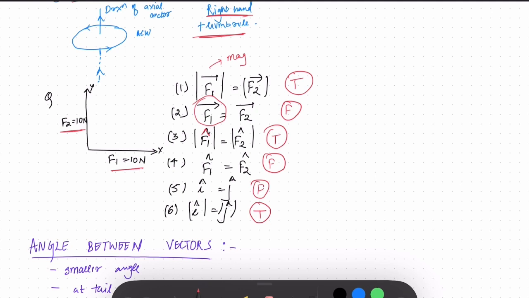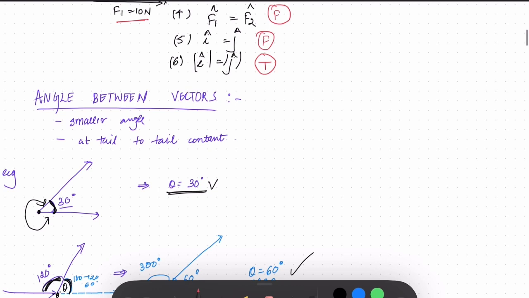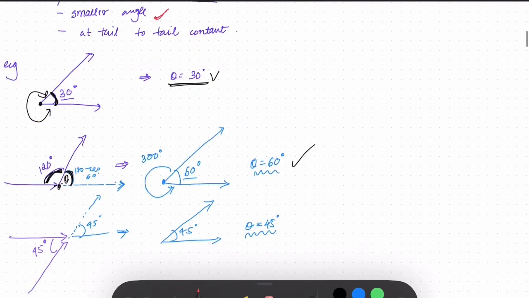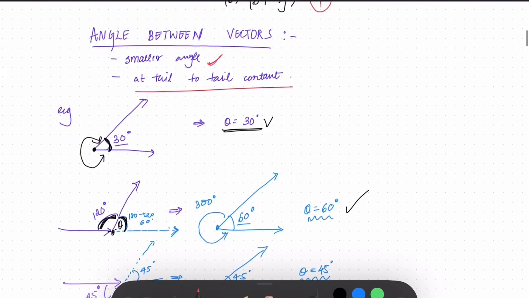Now we are going to come to another thing, that is known as the angle between two vectors. We are always going to consider the smaller angle, and at tail to tail contact. That means this is one vector and this is another vector, so there are two angles between them. This is one angle and this is another angle. What are we going to consider? We are going to consider the first angle because it is the smaller one, and we make the angle between their tail to tail contact and not the head to head contact.